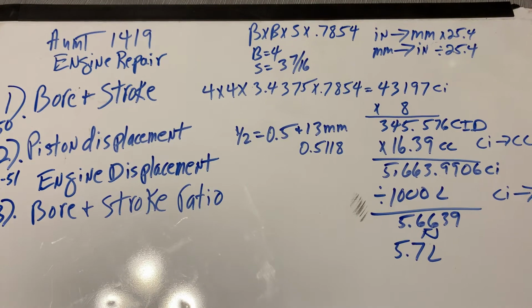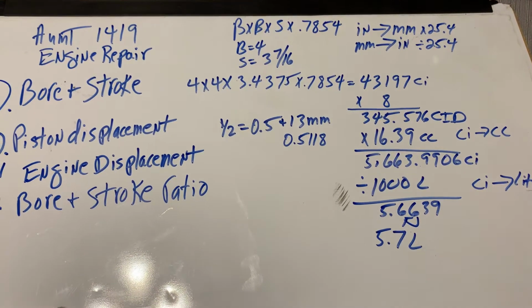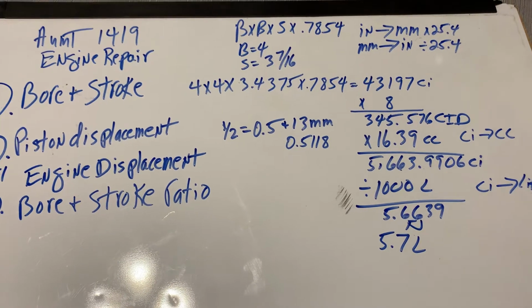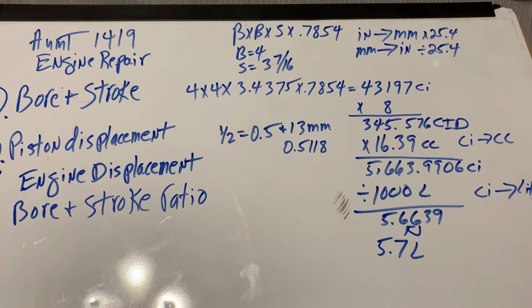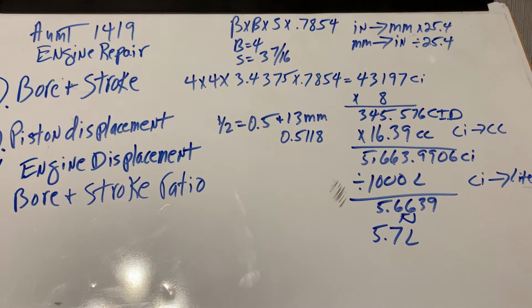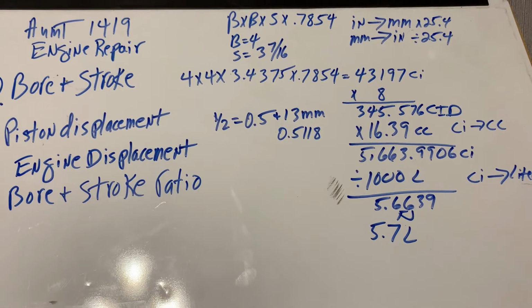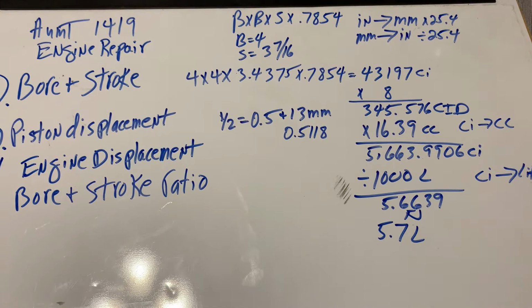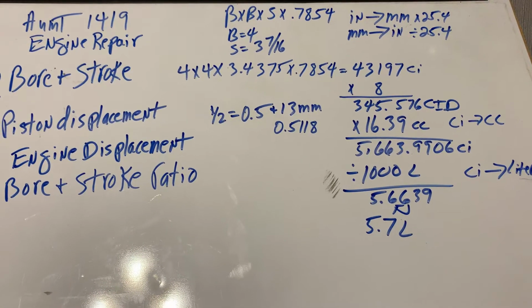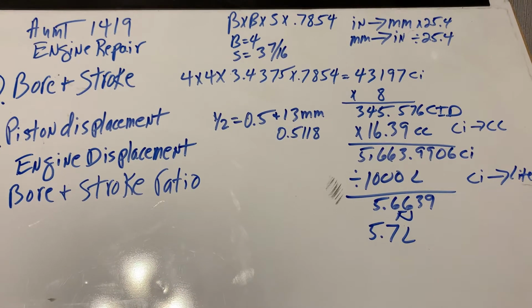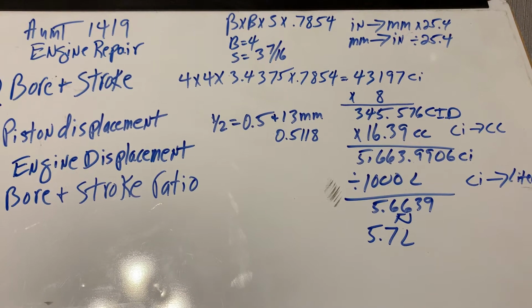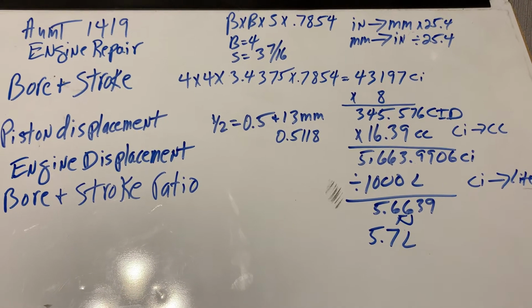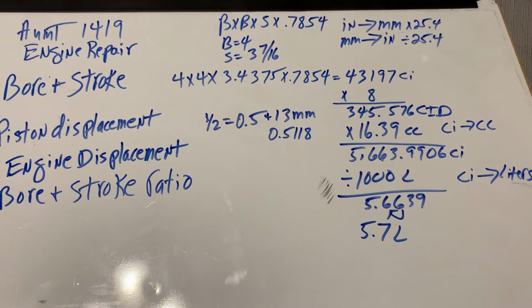Then you're going to take that and multiply it times 8, because we have an 8-cylinder. And that gives us 345.576 cubic inch displacement. Okay. Now we need to take that number and convert the cubic inches to cubic centimeters, which is going to be multiplying that 345.576 times 16.39 cubic centimeters.